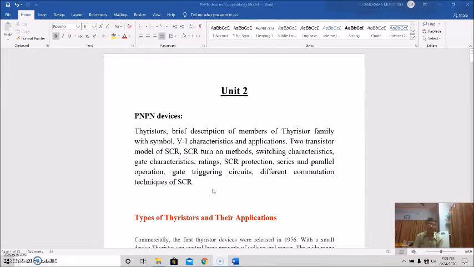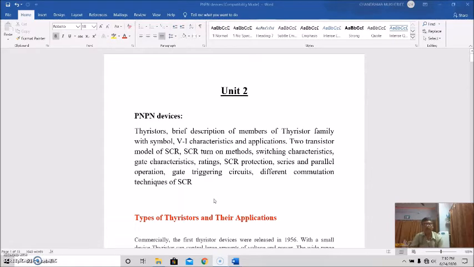how the transistors work, that is, how the SCR works. Its different turn-on methods, starting from voltage triggering, dv/dt triggering, gate triggering, light triggering, thermal triggering, etc. And we have also talked about the switching characteristics, that means switching characteristics during turn-on and turn-off operations. And not only that, we have discussed the ratings and specifications of the SCR.